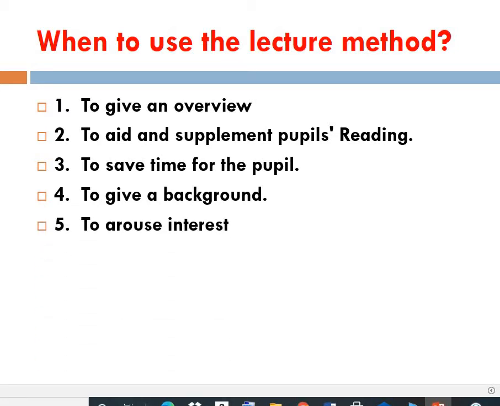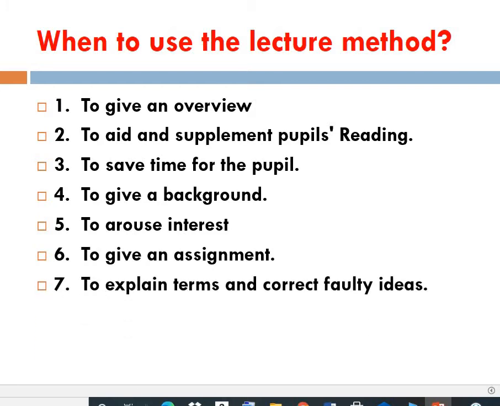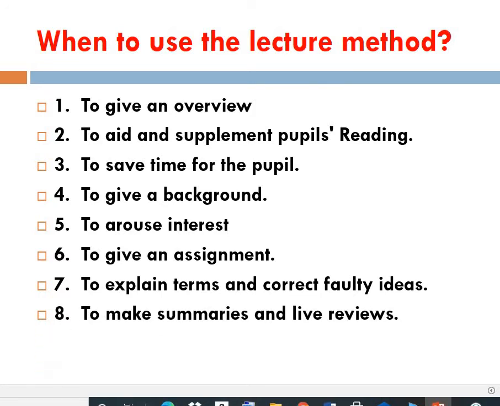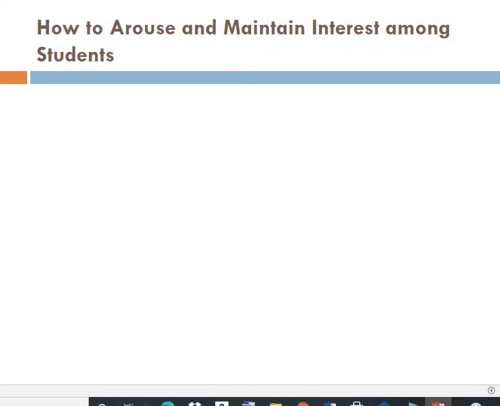Again, to arouse interest among students also we can use lecture method. Also, to give an assignment and to explain terms and correct faulty ideas also, a teacher can use this method. And finally, to make summaries and live reviews also it can be utilized.